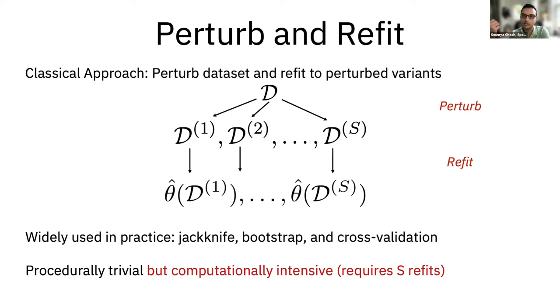So this thing is procedurally trivial, but since it requires S different fits, it can be computationally quite expensive, especially for large modern data sets where you have a lot of data points. This can be prohibitively expensive.